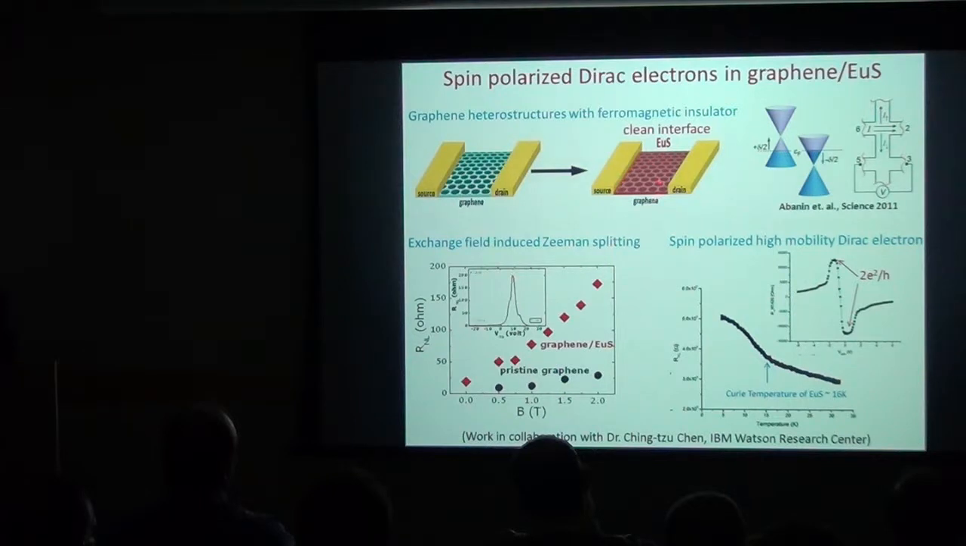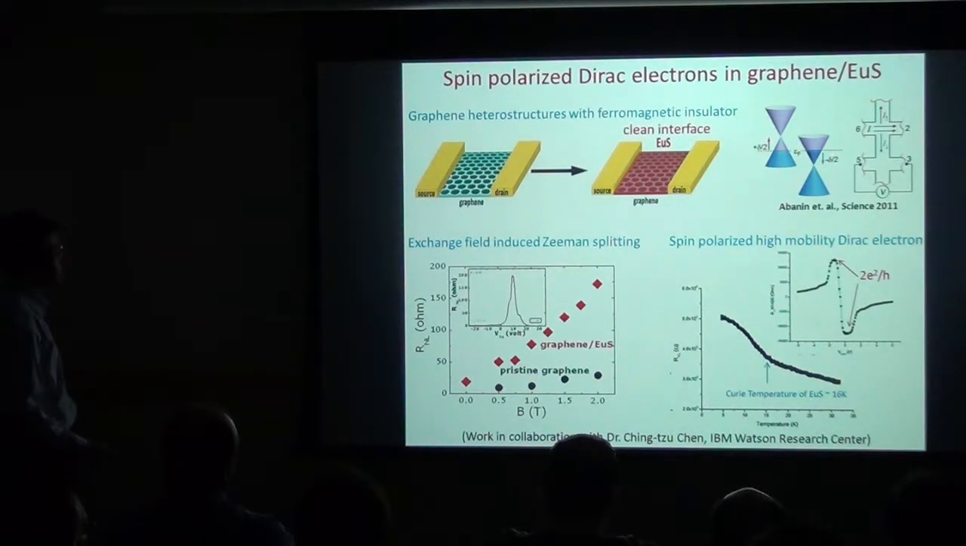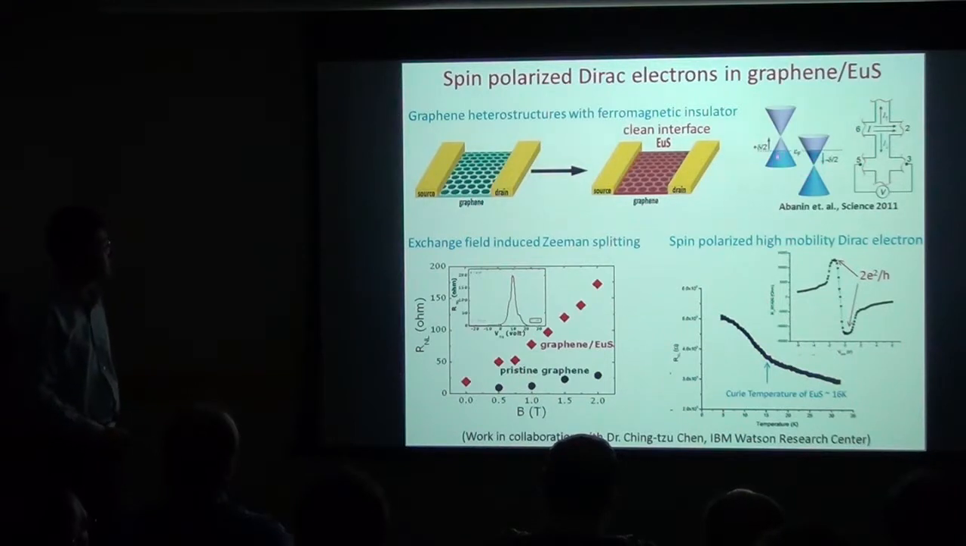So this kind of interface, because of the magnetic moment in europium sulfide, it will Zeeman split the Dirac cone of graphene. So you can see following this figure, spin up Dirac cone will move up, spin down cone will move down. So this kind of Zeeman splitting gives you a very interesting phenomenon, because if you place the Fermi level close to the Dirac cone, you actually can have both spin up holes and spin down electrons.